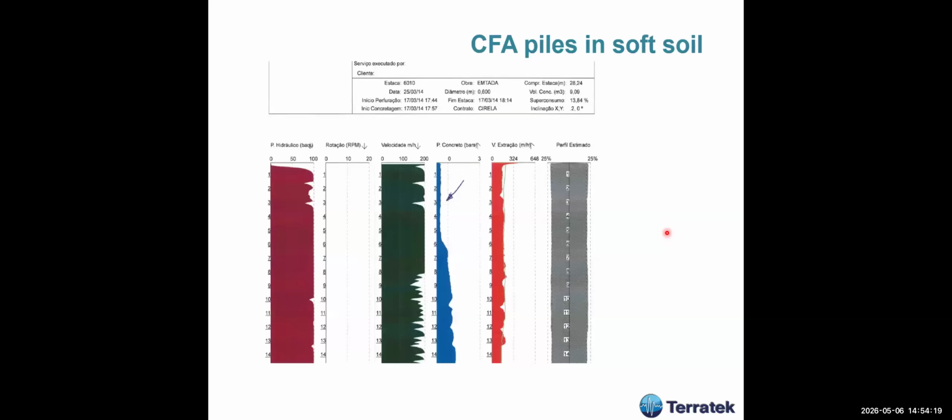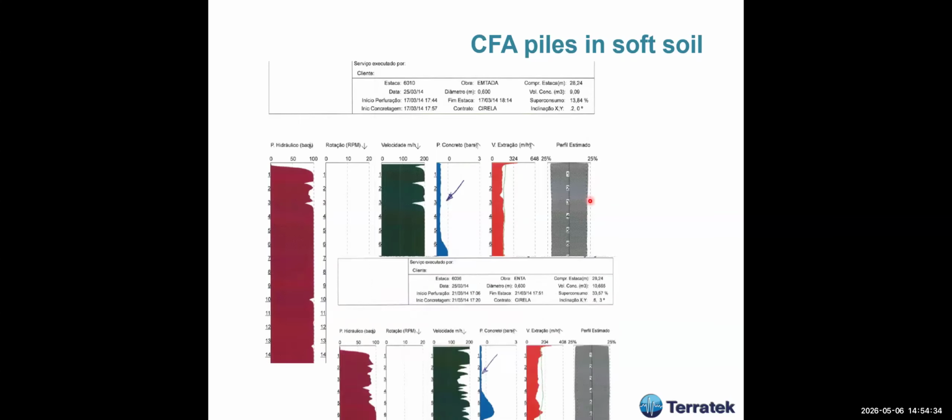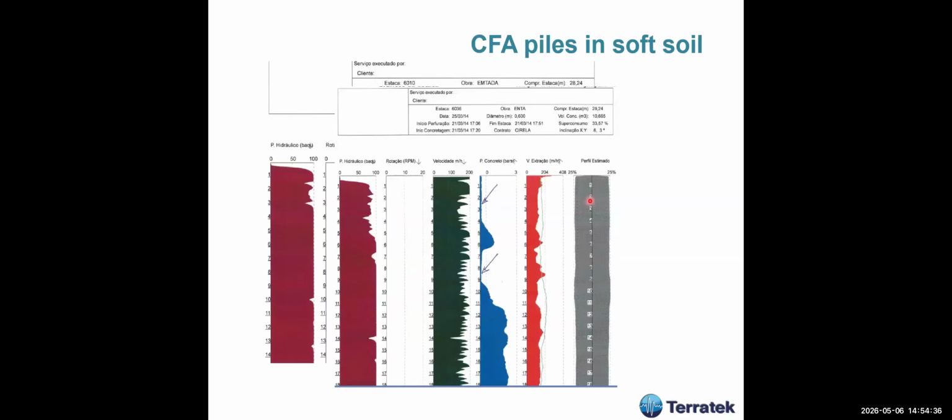Okay, these are CFA piles in soft soil. As you see here, very low pressure when you are extracting. They did maintain the pressure, and there was a reduction in the diameter as well. Okay, this is another one in which you have a drop in the concrete pressure, and you may have a drop in the diameter as well.